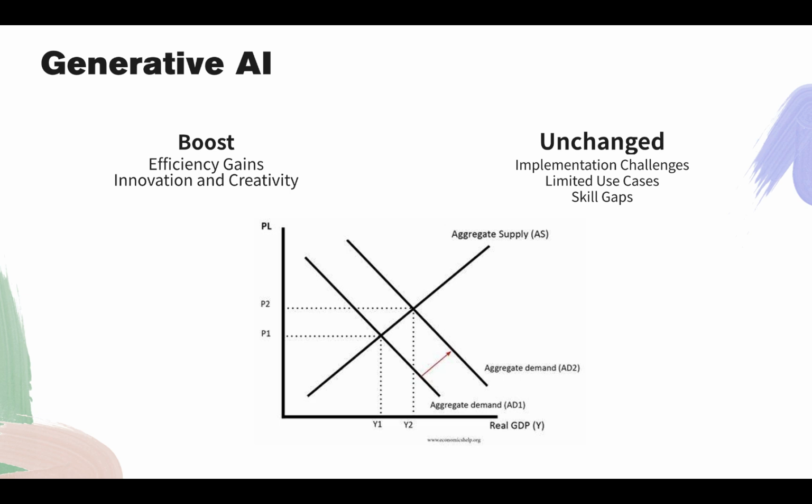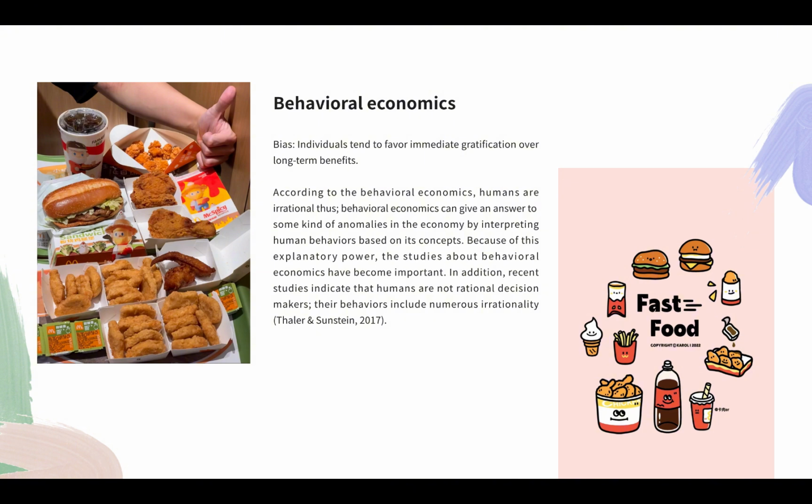If the workforce lacks the necessary skills to use AI effectively, its potential benefits may not be realized. And in the last part, I would discuss why people choose unhealthy food options, even if a change would be preferred. It's about bias.